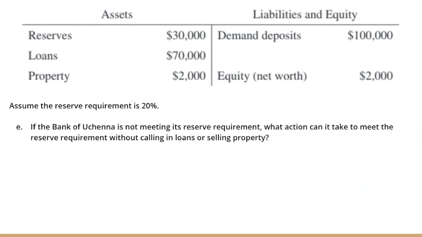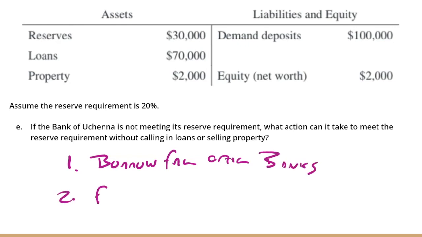All right, so Part E, let's say that the Bank of China doesn't have enough money to satisfy that 20%. In other words, they're not holding on to 20% of all the demand deposits in their required reserves. What can the Bank of China do? One, they can borrow from other banks. Or number two, they can borrow from the Federal Reserve or the central bank. And so that's the answer to Part E.